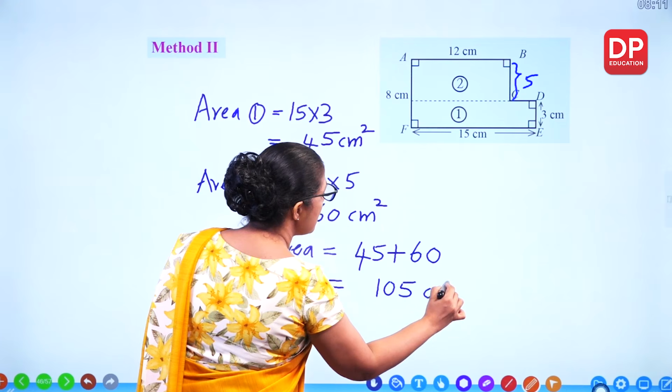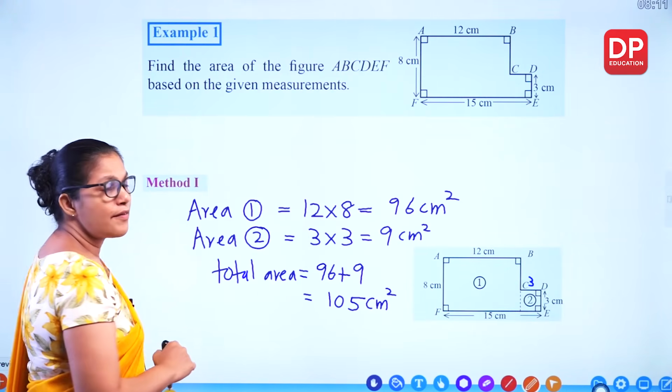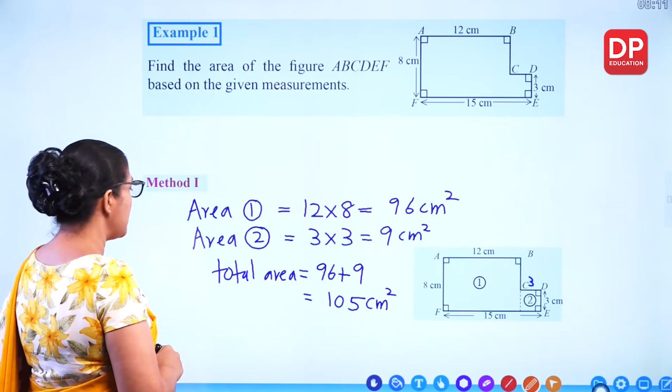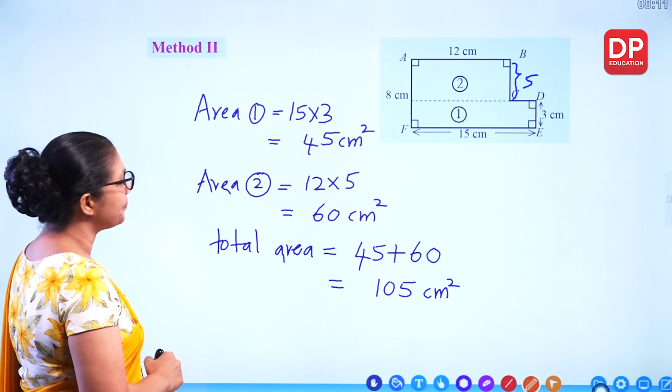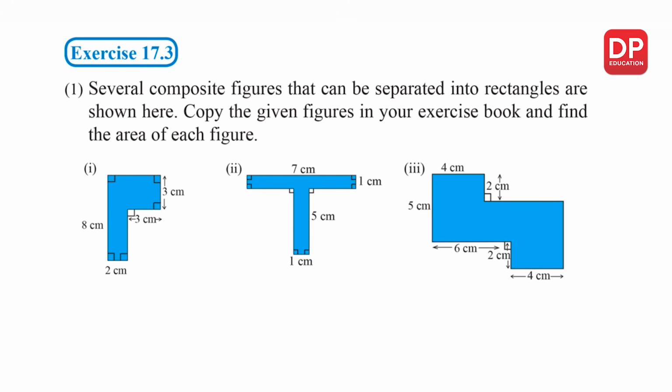105 square centimeters. So what's the answer we got here? 105. So we got the same answer. Exercise 17.3. Several composite figures that can be separated into rectangles are shown here. Copy the given figures in your exercise book and find the area of each figure.